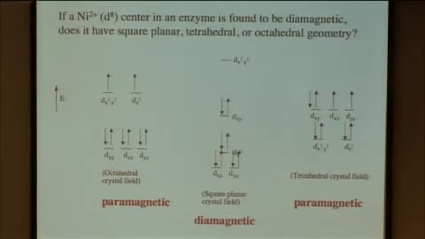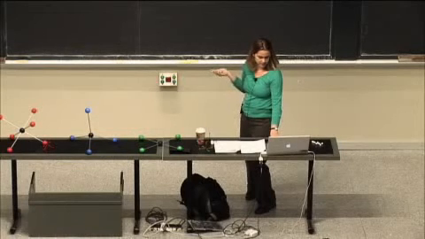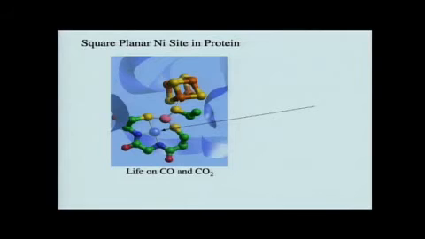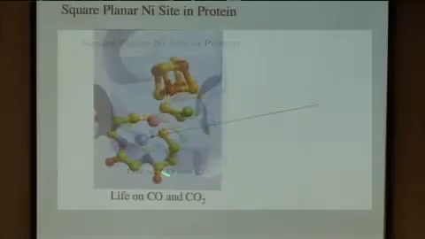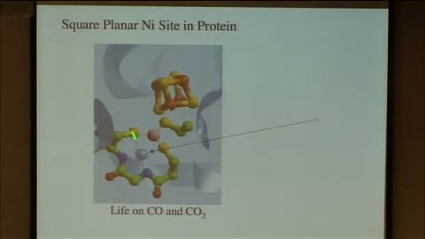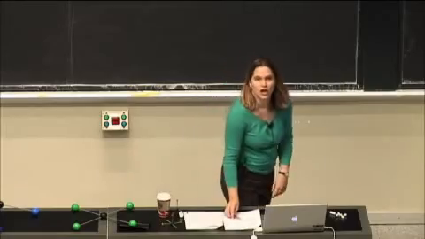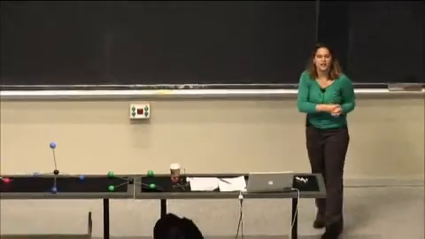Let me show you an example of a square planar system. This particular nickel is in a square planar system. It has four ligands that are all in the same plane. So that's one example, and this is a cluster that's involved in life on carbon dioxide. All right, so that's different geometries.